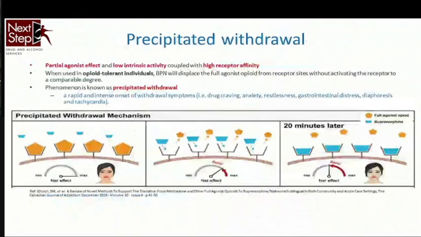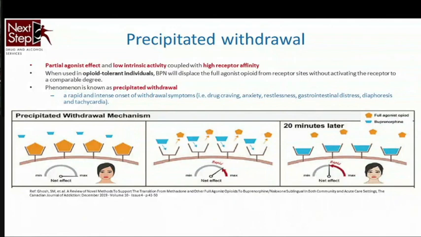So we need to think about the issue or the concept of precipitated withdrawal. And many of you, if not all, will be familiar with this because this is what happens when you give someone who's opioid tolerant naloxone. But a similar thing happens with buprenorphine. But for the sake of people who are not as familiar, I'm just going to go through this in a little bit of detail because it has a lot of relevance to microdosing.